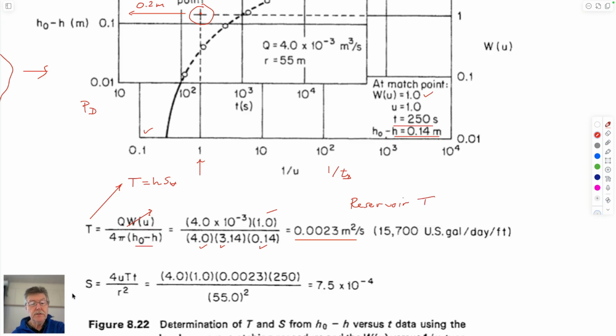If we have that, then we can use this expression. This is the transmissivity that goes here. We know from the match point that at 250 seconds we have this. We know we're some distance away from the wellbore, 55 meters, I guess. And this is 4 times the value of u. U is 1.0. And we end up with this value here. This is in units of meters squared per second. This is in units of volume per unit volume. It has no dimensions.